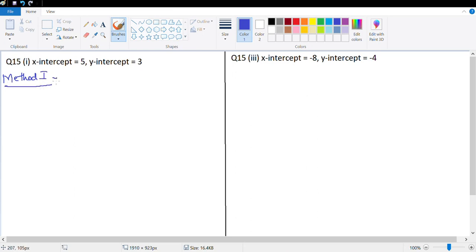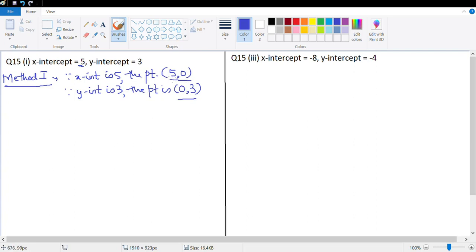Let me try. So if x-intercept is 5, what's the point? Since x-intercept is 5, the point that we are referring to is 5, 0. Because the x-intercept is 5, which means the value of x is 5 and y is 0. Since y-intercept is 3, the point is 0, 3. X value is 0, y value is 3. So now the question becomes very simple. Now I have a line which passes through these 2 points. How do I find the equation of that line?